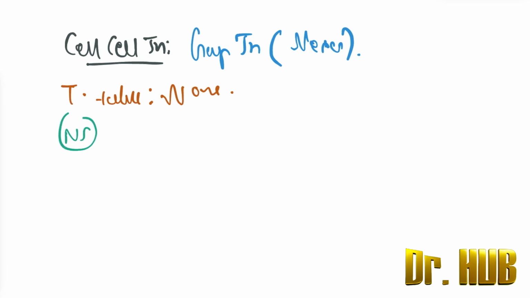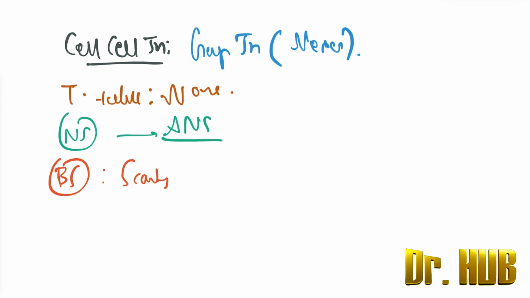Then what about the nerve supply? The nerve supply is going to be the ANS, that is the autonomic nervous system. This is for the smooth muscles. Next, we look at the blood supply. Blood supply is going to be scanty.